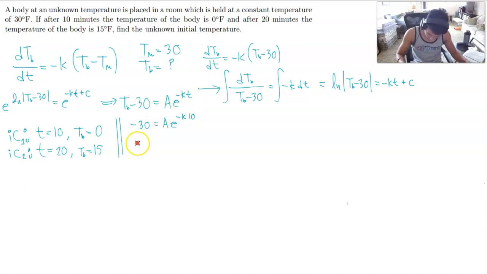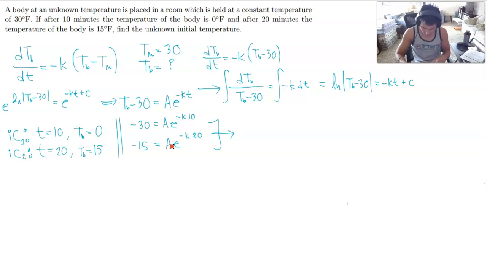Okay, next one. So it would be 15 minus 30. 15 minus 30 is negative 15. And then we get A e to the negative 20k. Okay, so now we can solve for these. We can solve for this stuff.